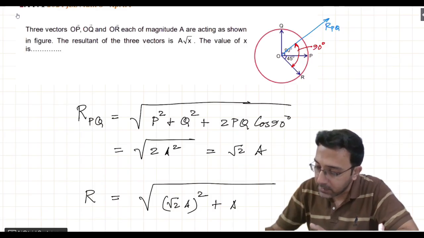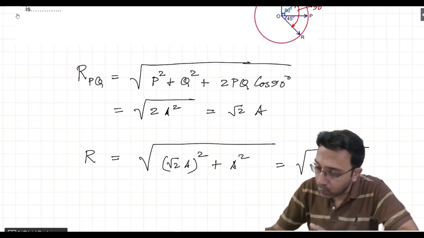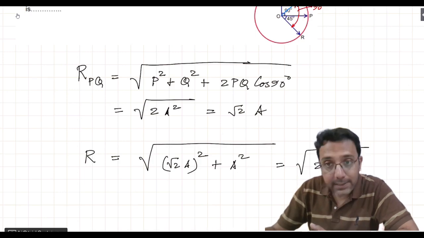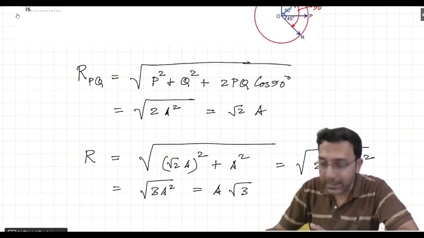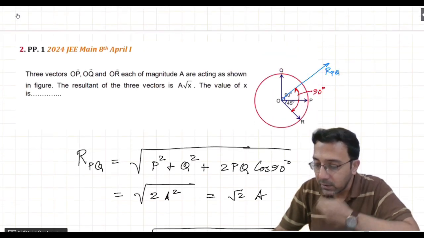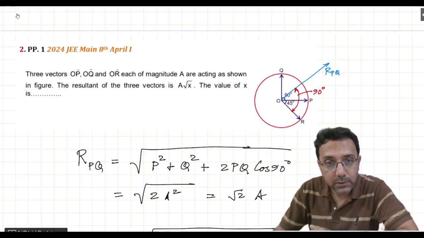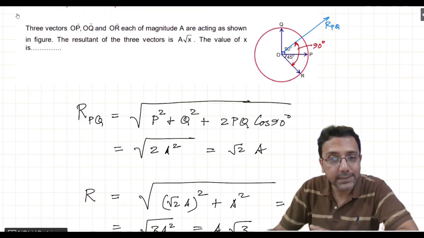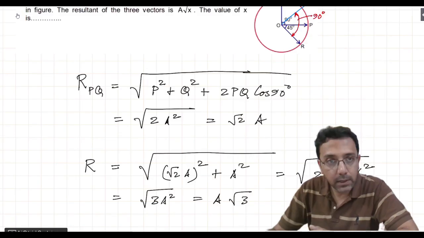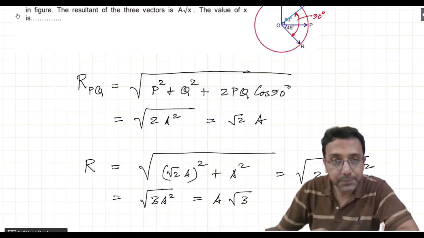So this becomes root over 2A square plus A square. So that becomes root over 3A square, that is A root 3. So in the problem it is given that the resultant of all these vectors is A root x. So inside the root it is 3. So the value of x is 3. That is how we understand things.